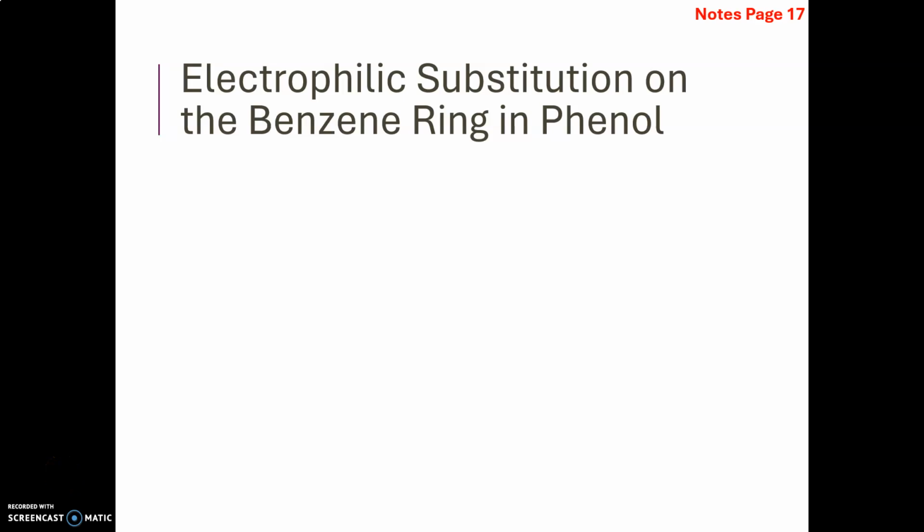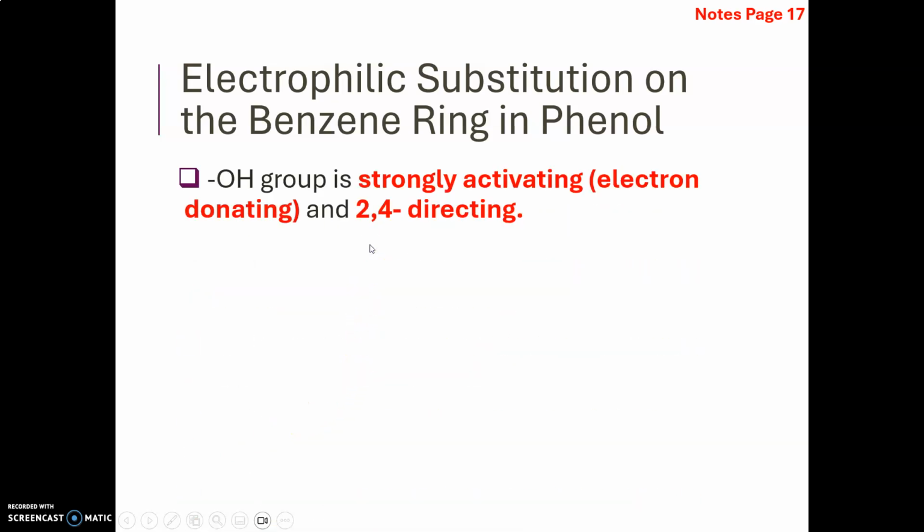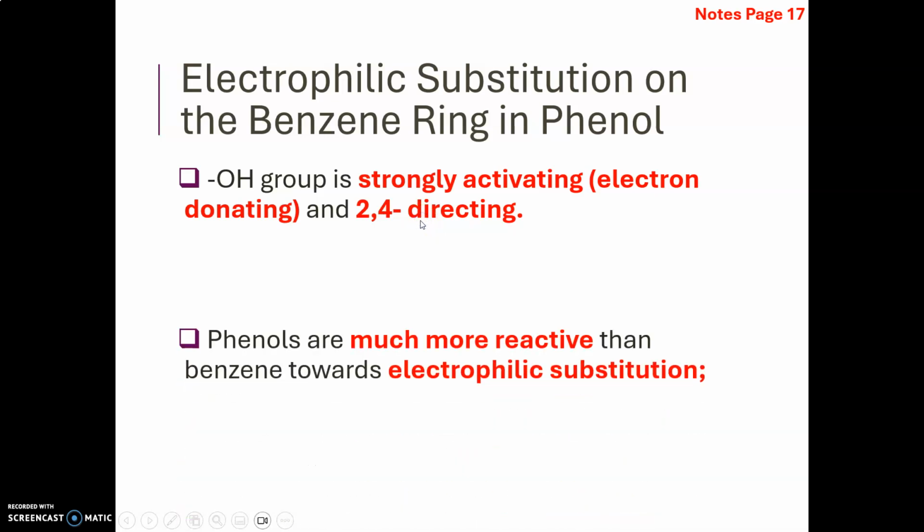Next, we are going to talk about electrophilic substitution on the benzene ring in phenol. So the hydroxyl group is activating because it is electron donating, which increases the electron density on the benzene ring, and it is also 2,4 directing. And because of this, it makes phenols much more reactive than benzene towards electrophilic substitution. And the two examples that you must know which illustrate this are nitration and halogenation.